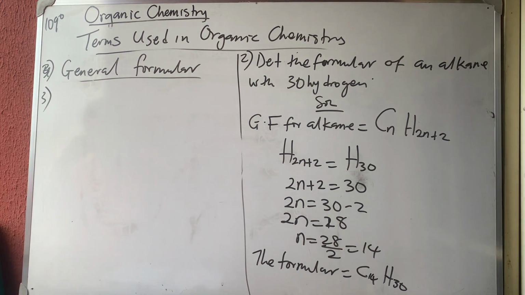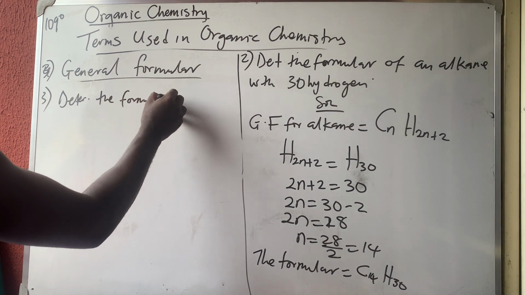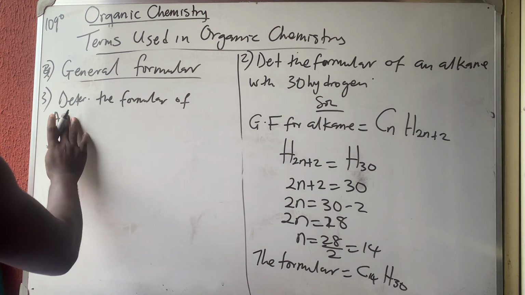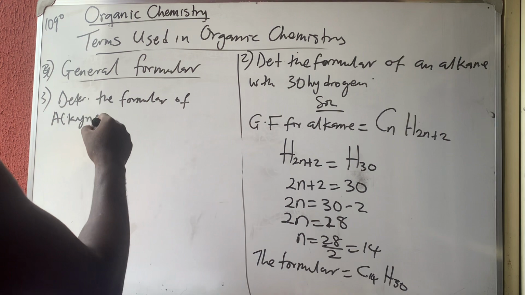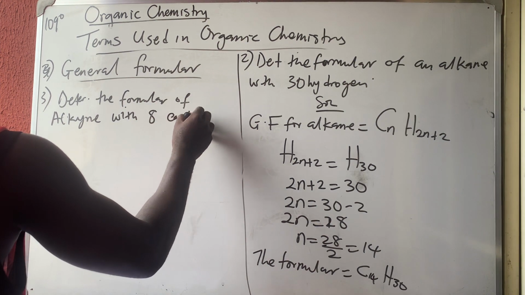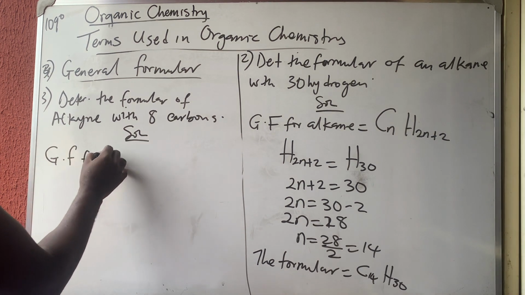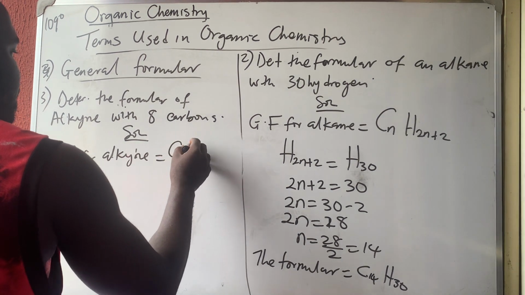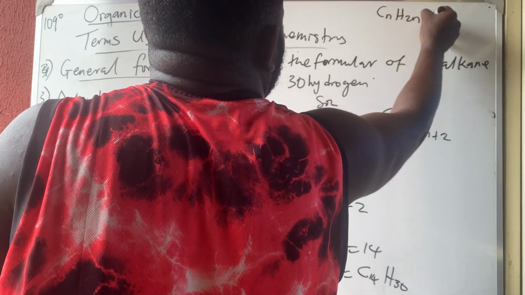Question number 3. Question number 3 said determine the formula of alkyne, okay, with 8 carbons. Very simple. Solution. We know that the general formula for alkynes is CnH2n minus 2, because alkane is CnH2n plus 2.